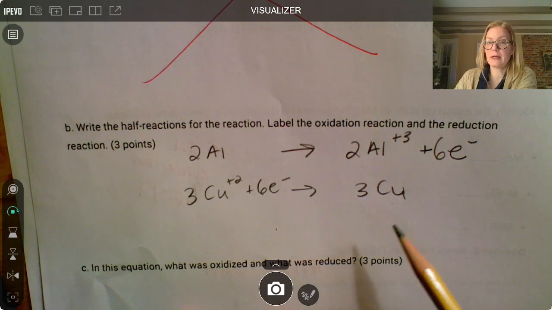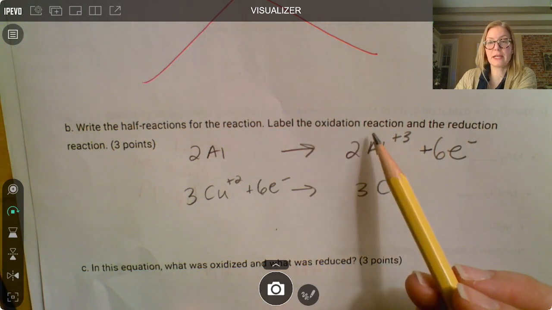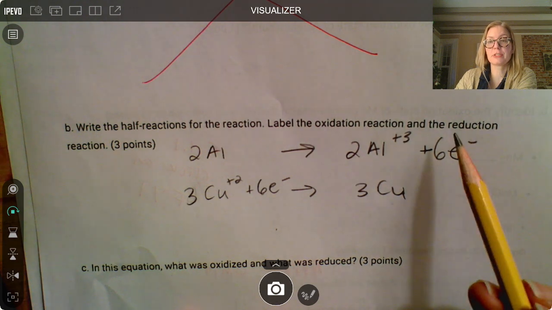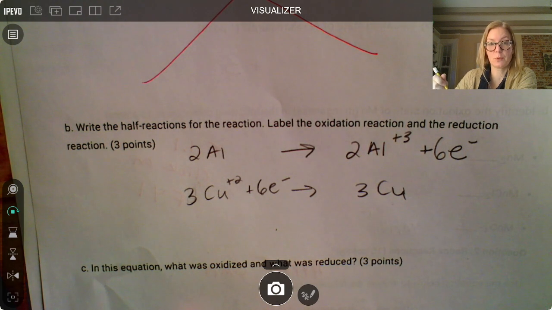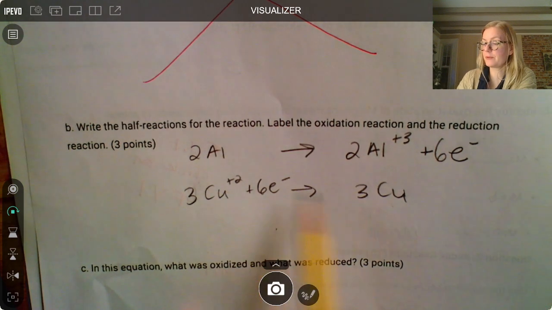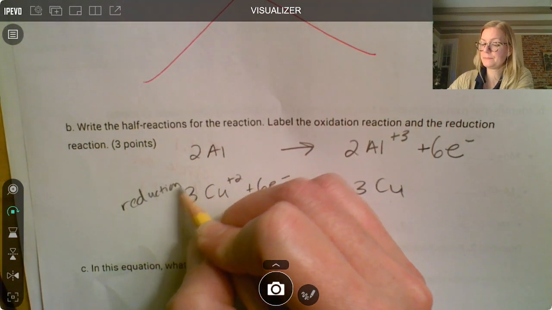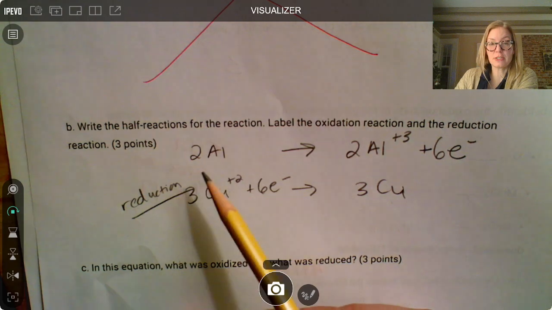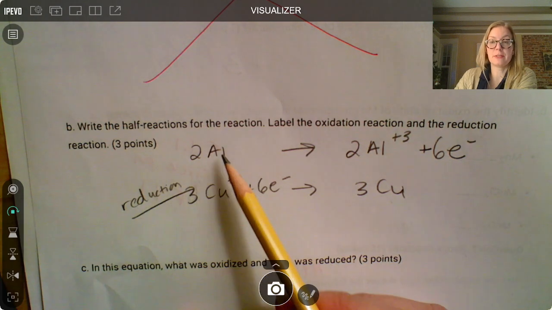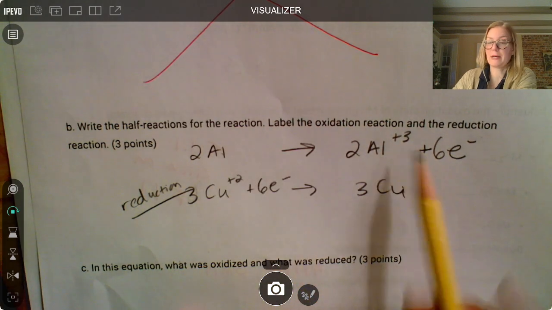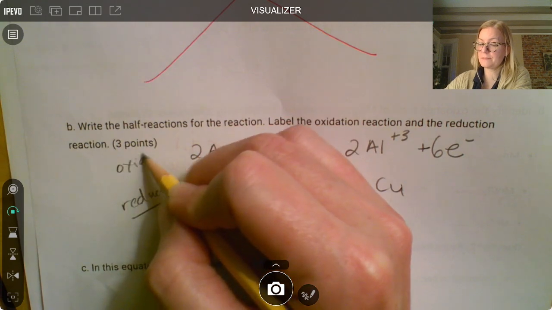Now we need to label the oxidation reaction and the reduction reaction. Reduction means the charge went down, okay? And we see that copper went from positive 2 down to 0. So this is the reduction. And oxidation, the charge goes up. And aluminum's charge went from 0 up to positive 3. So this is the oxidation.